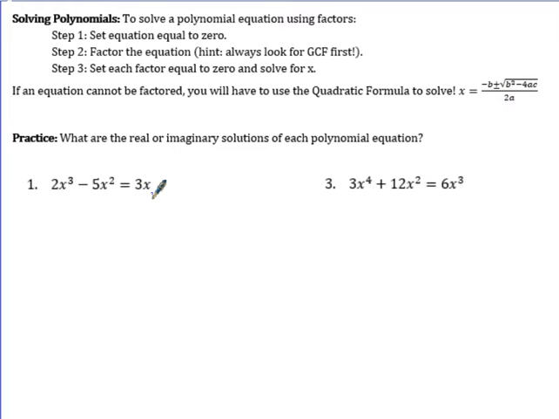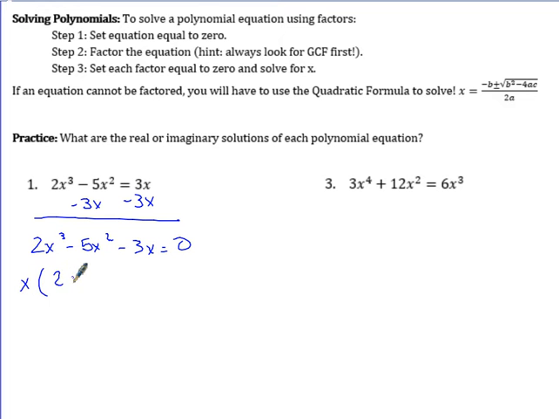So first thing I need to do is make this equation equal to 0. So I'm going to subtract 3x on both sides. So now I have 2x cubed minus 5x squared minus 3x equals 0. First step is a GCF. Do they all have a GCF? Well, they all have an x in common. So I'm going to factor that out. And now I have 2x squared minus 5x minus 3, and that is equal to 0.